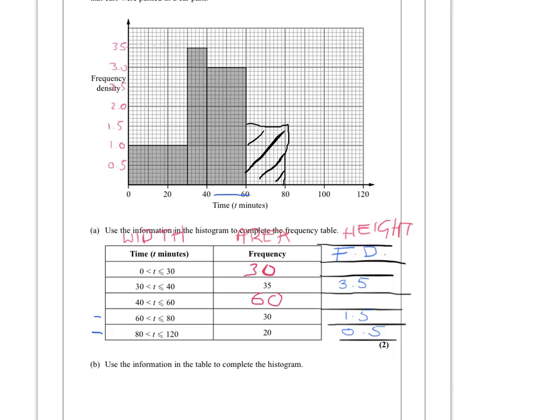And then the next bar goes from 80 to 120, and its height is 0.5. And there we go. That's all 4 marks now.